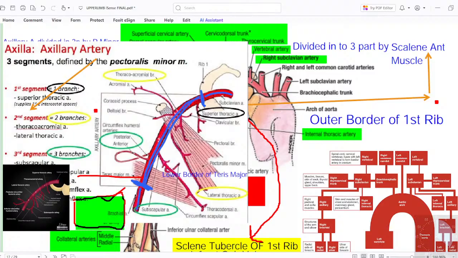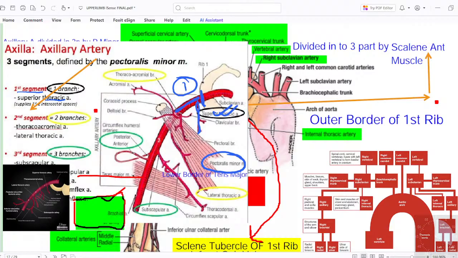Now, the axillary artery again has three parts: first part, second part, and third part. How is it divided? It is divided by the pectoralis minor. So the part before the pectoralis minor is the first part. From the first part we have only one branch, that is the superior thoracic artery. You can see from the first part, we have the superior thoracic artery.